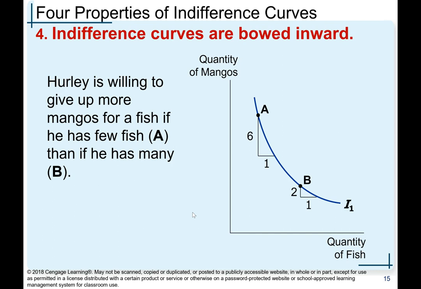Number 4, indifference curves are bowed inwards or convex. Harley is willing to give up more mangoes for a fish if he has few fish, that is point A, than if he has many, like point B. So here at point A, he is willing to give up 6 mangoes to get 1 fish. But when we get to point B, he is willing to give up only 2 mangoes to get 1 fish.